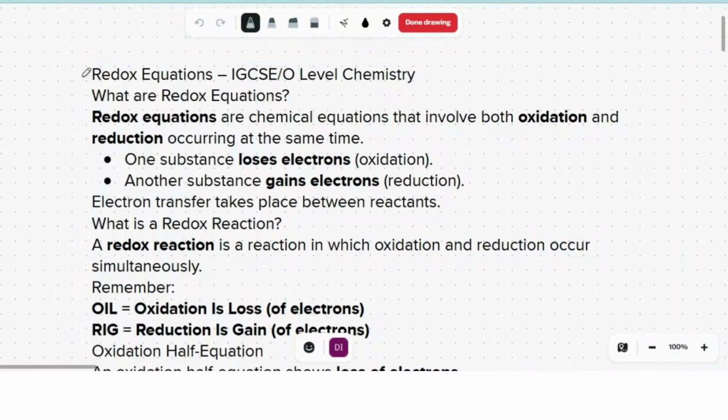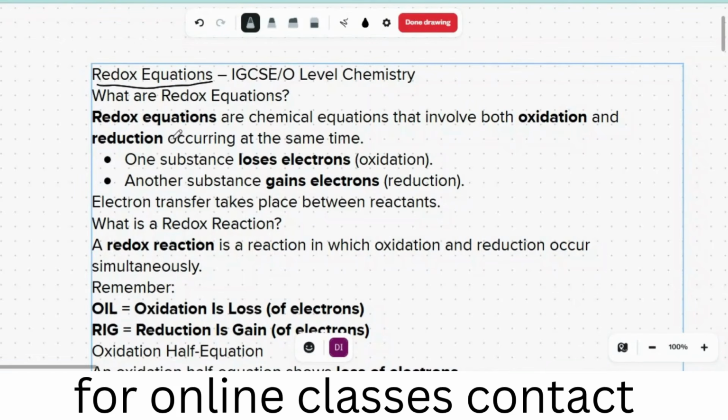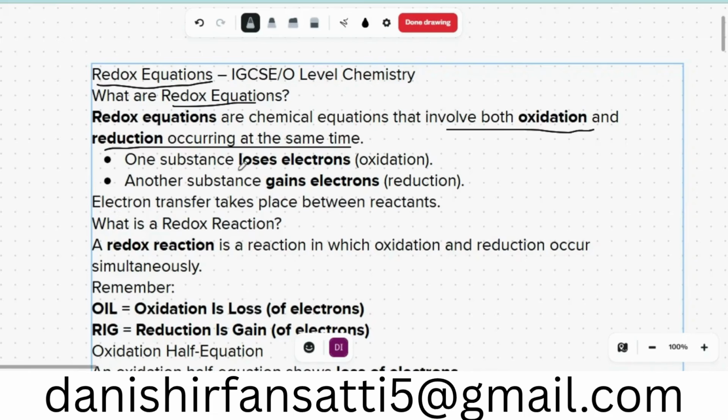Today we are going to talk about redox reactions. What are redox reactions? Redox reactions are chemical equations that involve both oxidation and reduction occurring at the same time. If anybody asks you, or in the MCQs they ask you what is a redox reaction, it involves both oxidation and reduction.